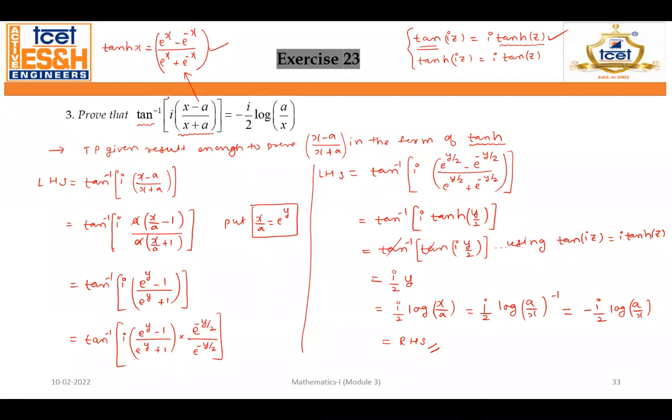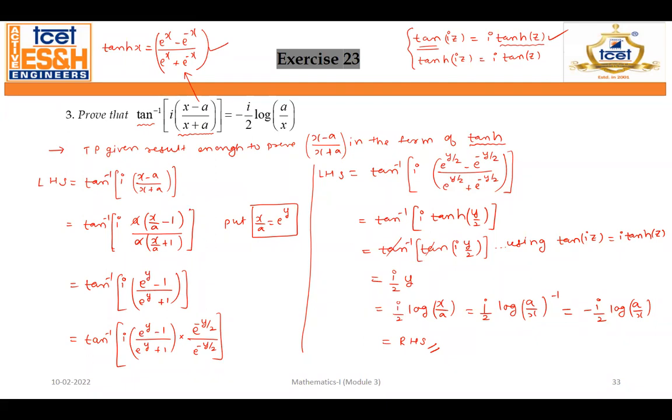How can we convert this into tan hyperbolic? So what did we do first? Constant a we have taken common, we have cancelled it out. Then we have assumed x by a is equal to e raised to y. Then we did a manipulation.